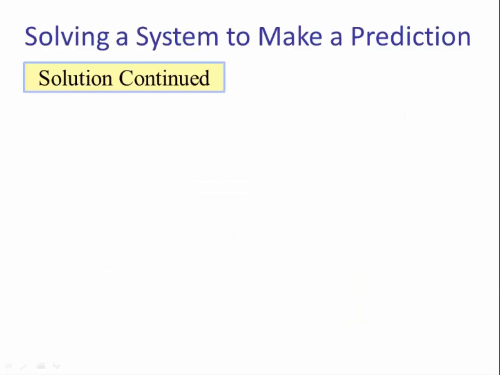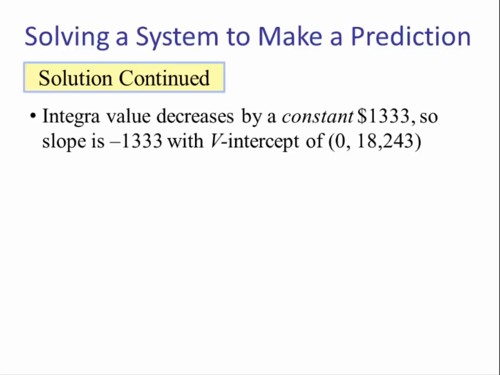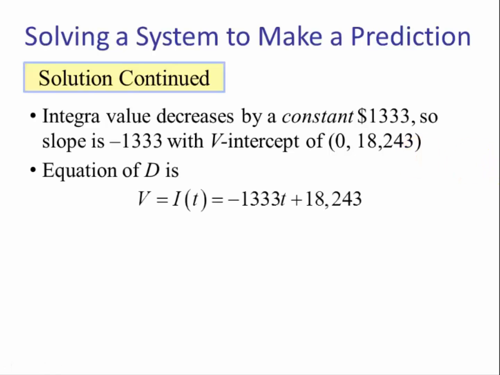And our y-intercept is 26,440. For the next model, we know that the Integra value depreciates $1,333, so our slope is a negative $1,333. And again, our y-intercept, when T is 0, which means 2005, the value of the car was 18,243. So again, y equals mx plus b. We have the value of the car equal to the slope times the independent variable plus the y-intercept.